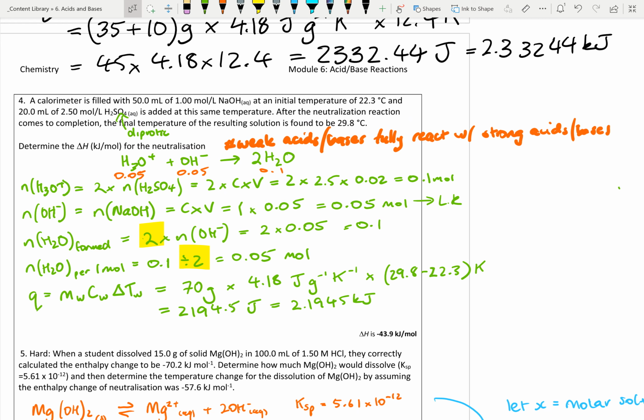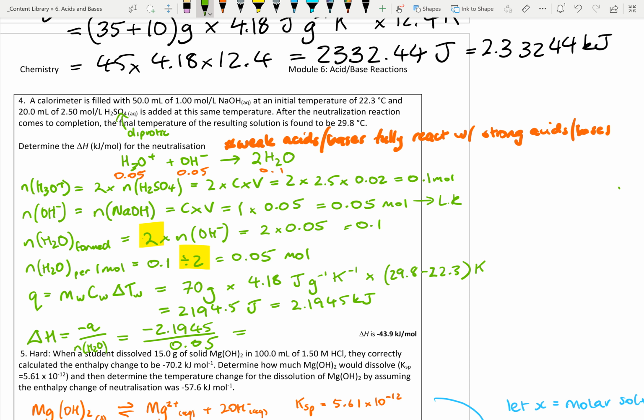And we go, right, this is how much energy was released. And I go change in H equals negative Q on n. My negative Q is the number I just calculated, 2.945. And my n is the per mole of water formed. So I could write this as moles of H2O per 1 mole or something like that, as long as I'm getting the numbers right.